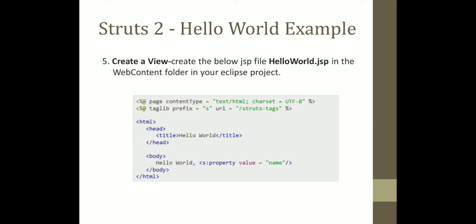Then create a view. Create the below JSP file helloworld.jsp in the WebContent folder in the Eclipse project. The thing to be remembered is that when you are creating a dynamic web project, all the folders will be automatically generated. Only in these folders you have to fill in the required data so that the particular project can be built successfully and executed in the required manner.